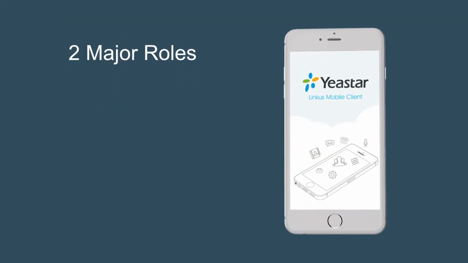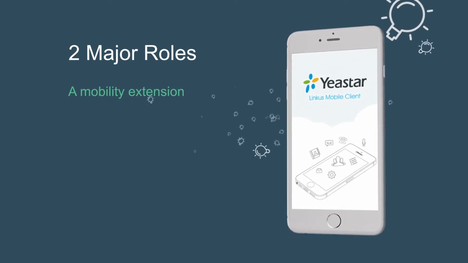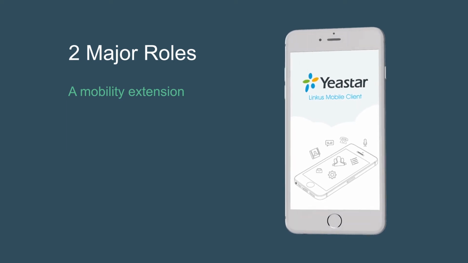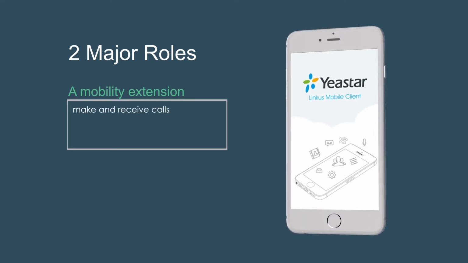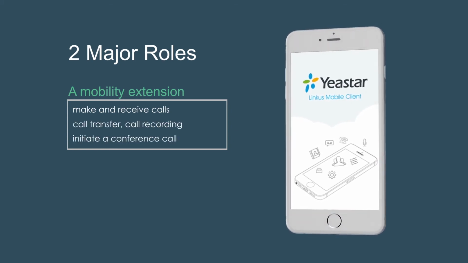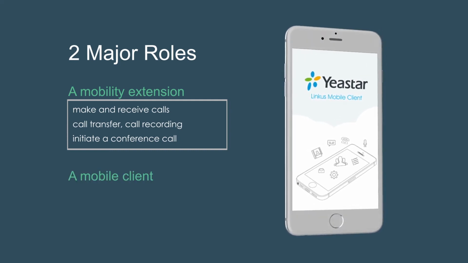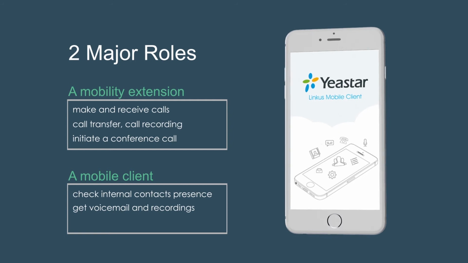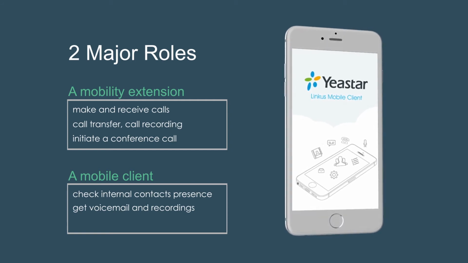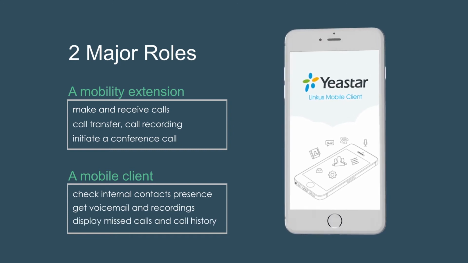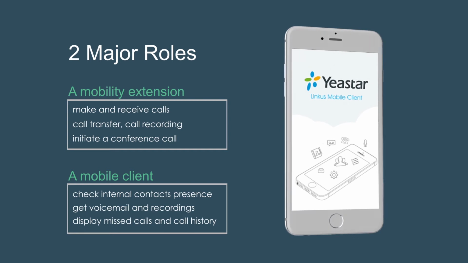This app actually plays 2 major roles for us. The first role it plays is working as a mobility extension that syncs all features from the PBX and puts it on our mobile. So we can make and receive calls as an ordinary extension. Call transfer, call recording, and even initiating a conference call are all available on this app. Other than that, it's also a mobile client. We can check our internal contacts' presence. We can get our voicemail and recordings in the app directly. By the way, we actually have the one-touch recording on our mobile. Missed calls and call history will also display on our mobile.